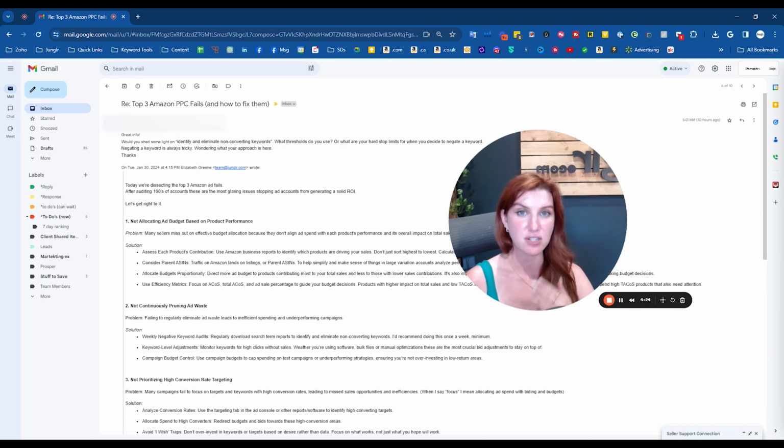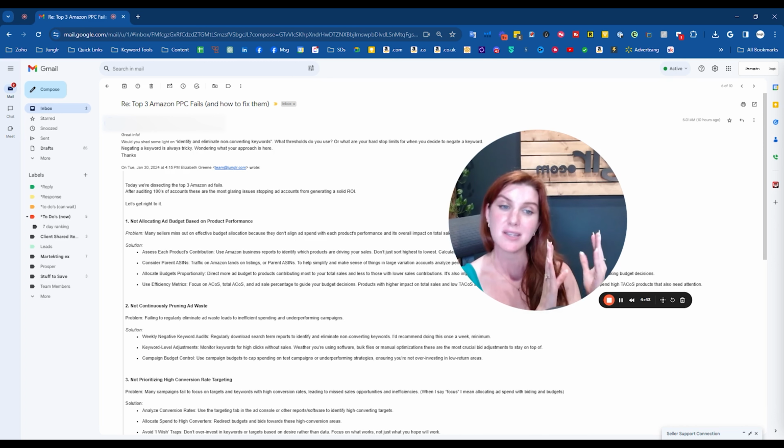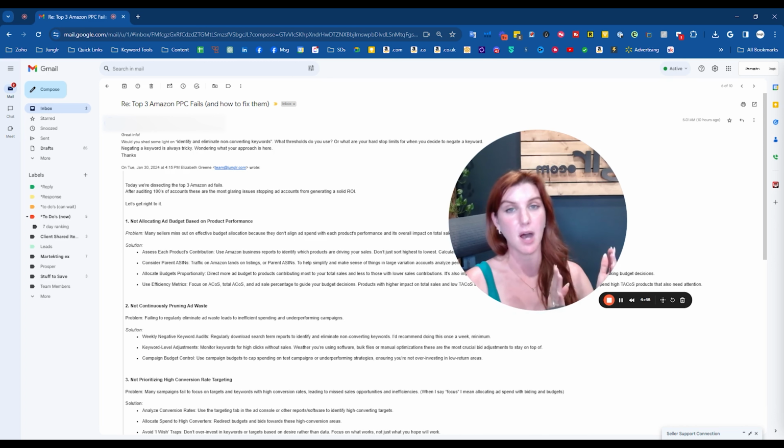One of the first places you should be looking to lower your ad spend is on the things that are not creating any impact on sales, meaning they have clicks and they do not have sales. And this is on a search term level, which is where negative keywords come into play. And this can also be on a keyword level, which is where the bid optimizations come into play.